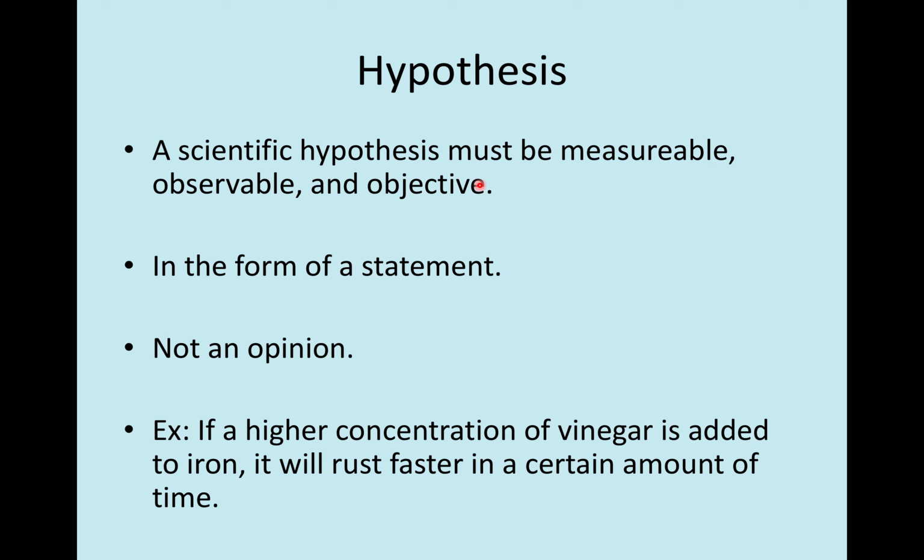So a hypothesis must be measurable, it must be observable, and it must be objective. It's in the form of a statement, usually an if-then statement, and it's not an opinion. So a good example is if a higher concentration of vinegar is added to iron, it will rust faster in a certain amount of time. Okay, so that's a good hypothesis, just a statement. This will happen if this happens.